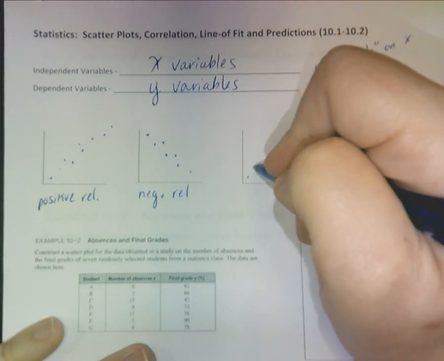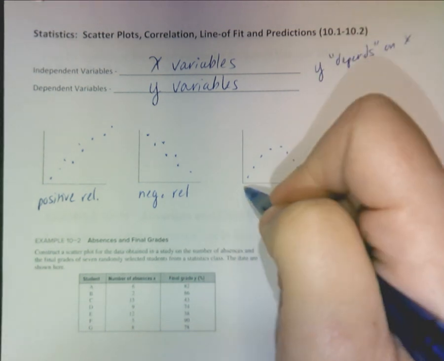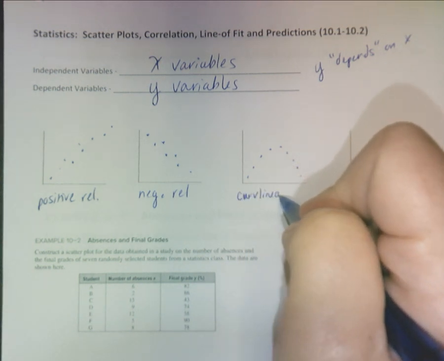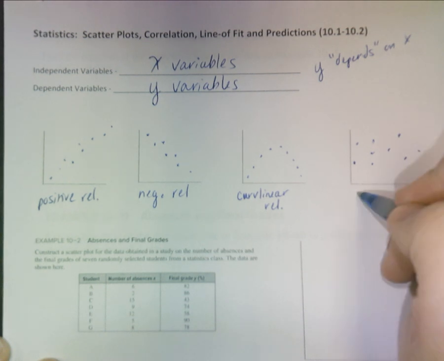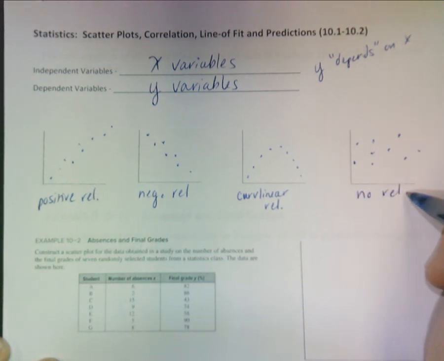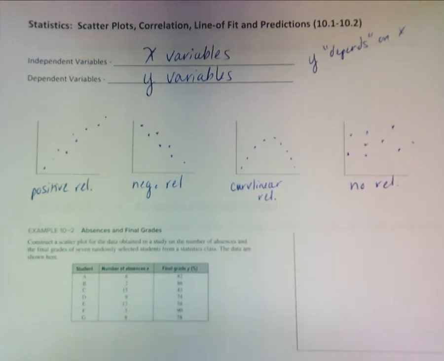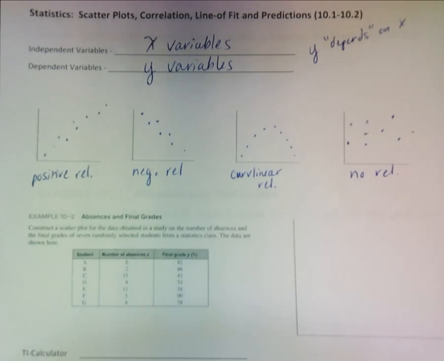They could start to form a shape. We call that curvilinear, a curvilinear relationship. And then our last one, the dots could be so scattered that you would have no relationship. Last year, one of my students did a project on the size of a football player's hand and how many Super Bowls they made it to, and there was literally no relationship there. We knew it, but we were looking for something anyway.